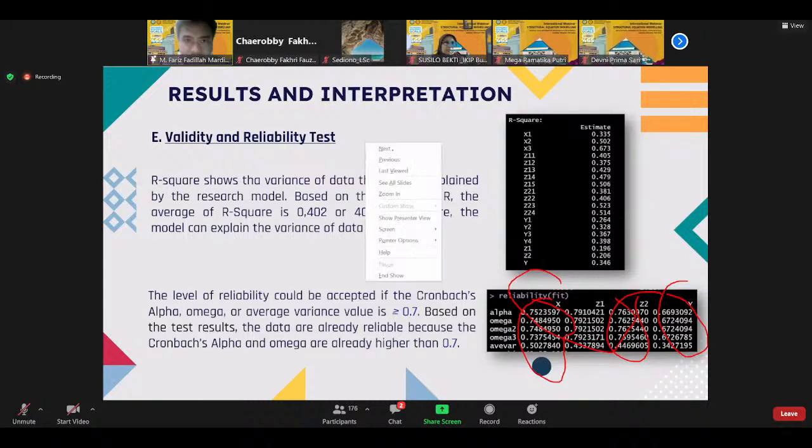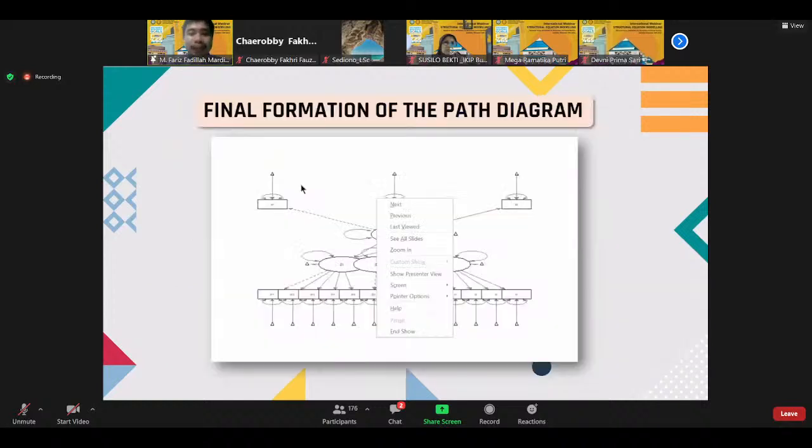Okay, the last is the final formation of the path diagram with the result in R. But I think the path diagram in R, if we compare with Amos, is weaker. The visualization is better in Amos than R. But when you improve your skill in computation, maybe you can combine the path diagram, so in R software the visualization of the path diagram will become better.